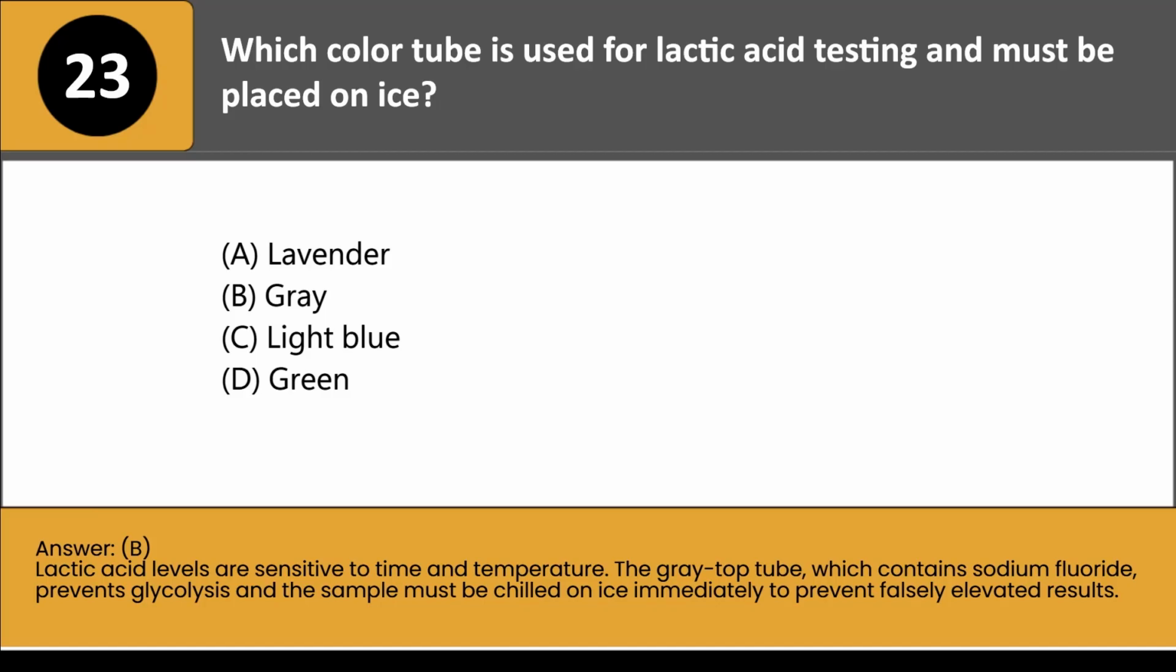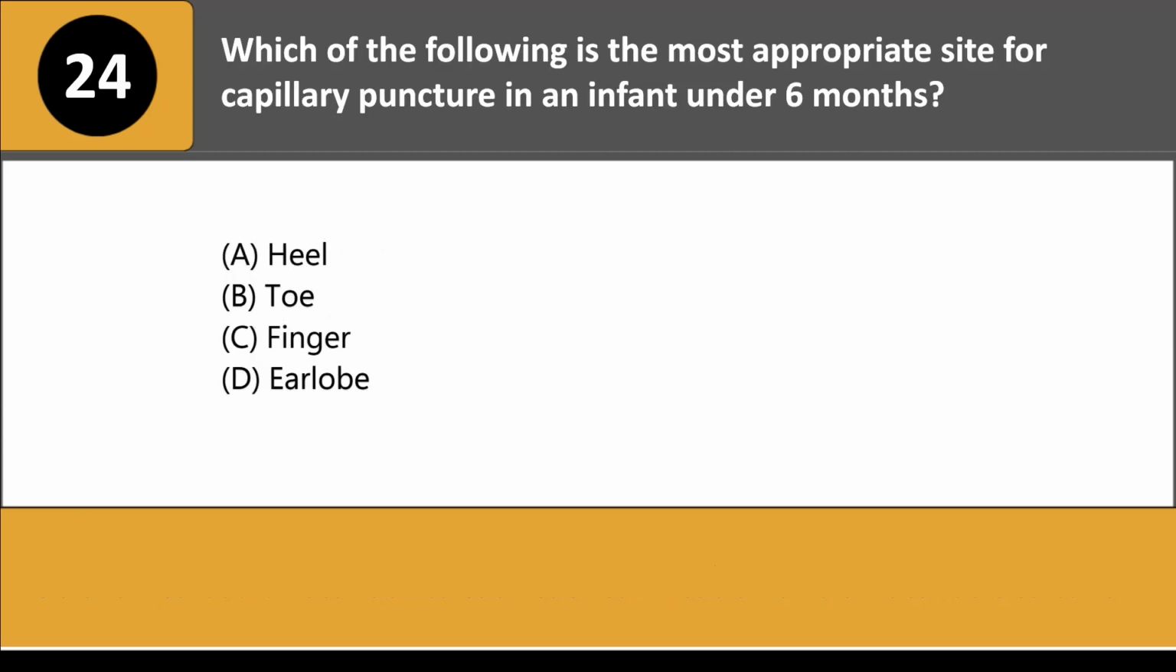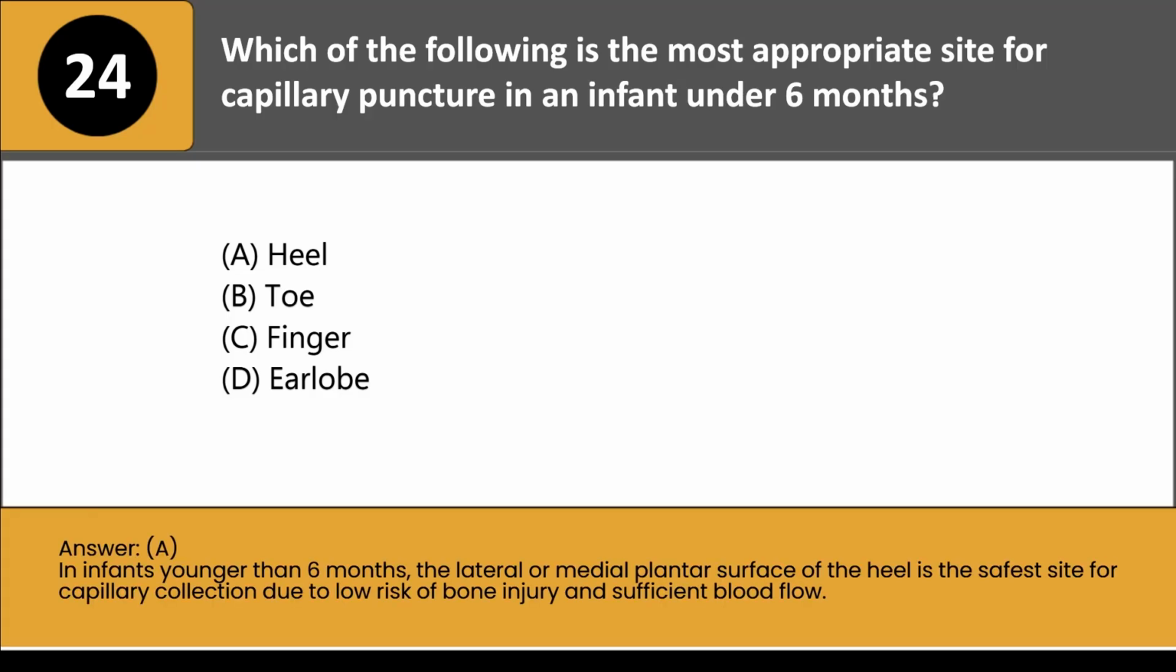prevent falsely elevated results. Which of the following is the most appropriate site for capillary puncture in an infant under 6 months? A. Heel. B. Toe. C. Finger. D. Earlobe. Answer: A. In infants younger than 6 months, the lateral or medial plantar surface of the heel is the safest site for capillary collection due to low risk of bone injury and sufficient blood flow.